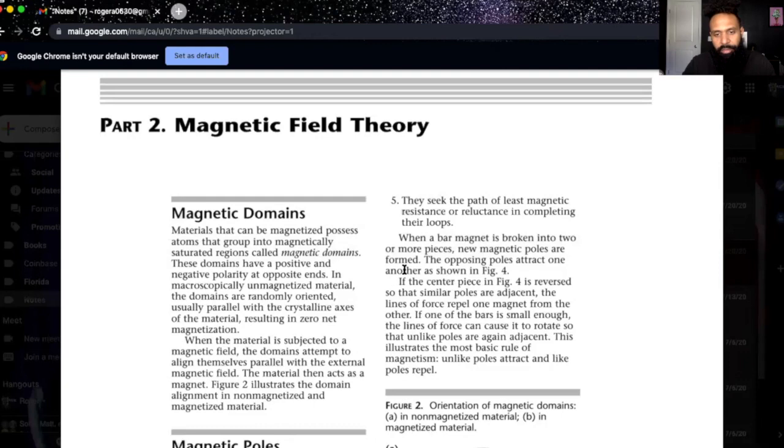This illustrates the most basic rule of magnetism. Unlike poles attract and like poles repel.